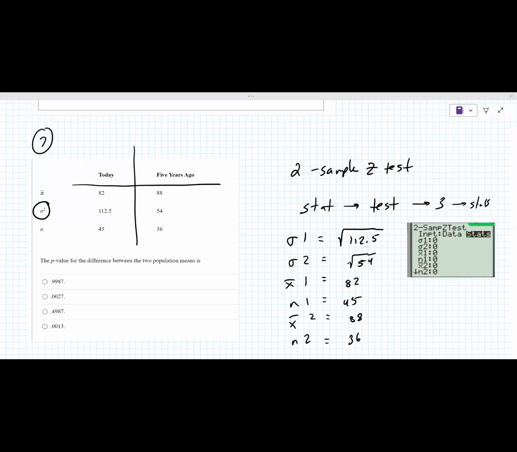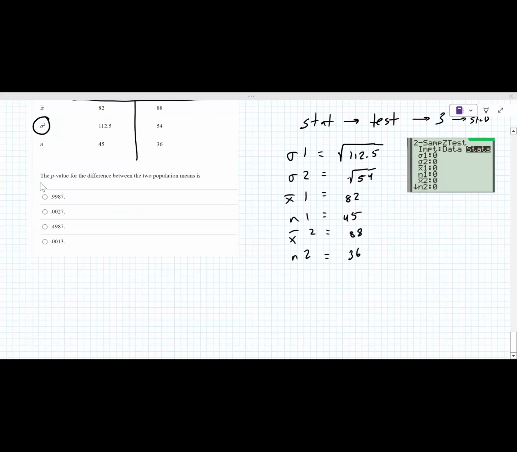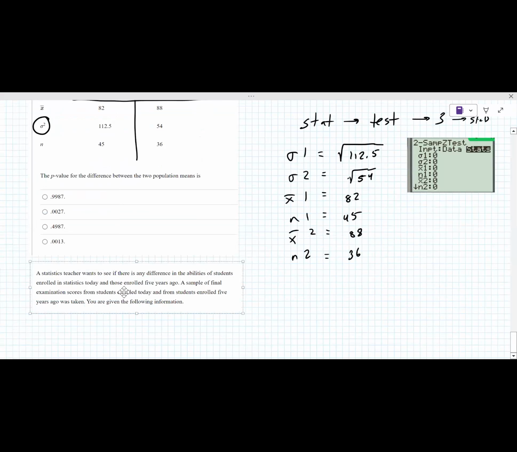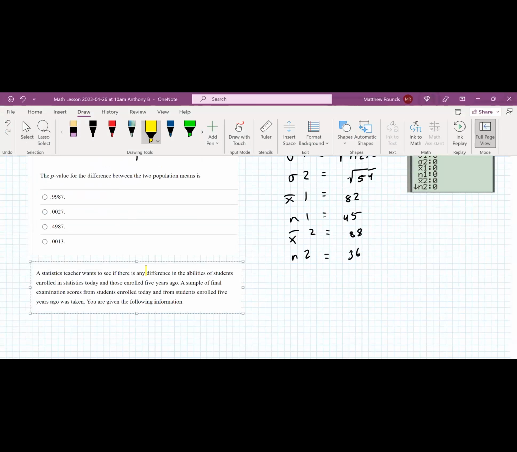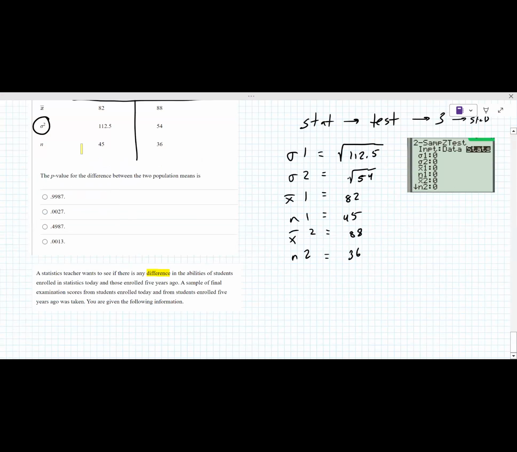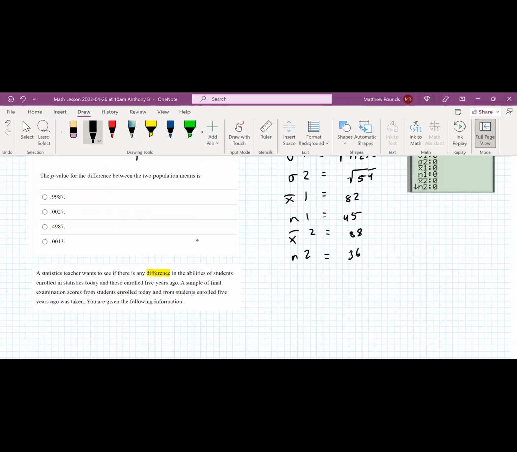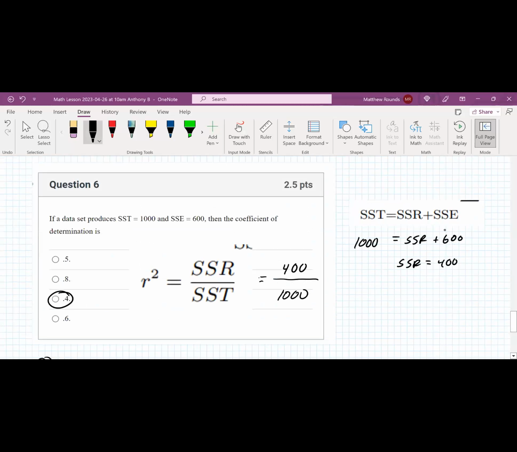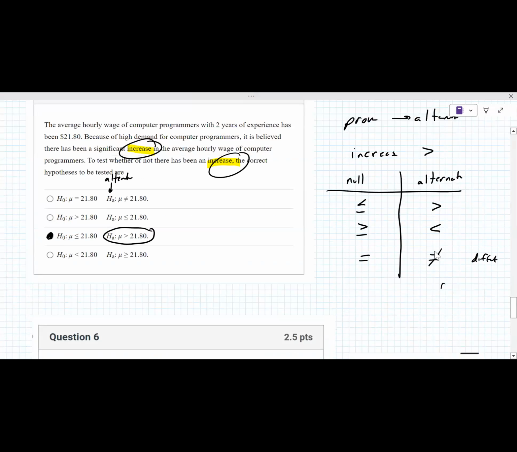Let me go back and read the question. Okay, so we actually do need that initial part to determine what type of test to do, whether it's one-tailed or two-tailed. All right, so it says a statistics teacher wants to see if there's any difference. That word difference is what tells you the test. So difference, go back up and look at one of our previous problems here. Difference is always a not equal to.